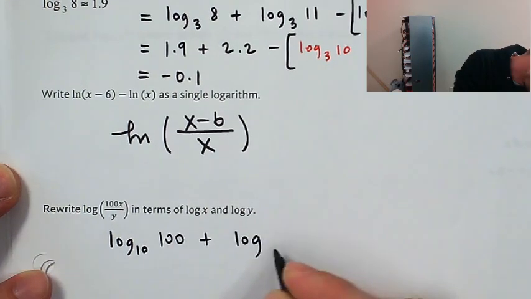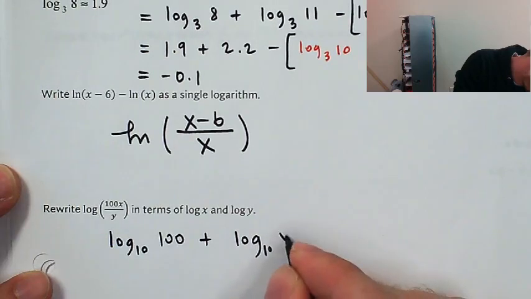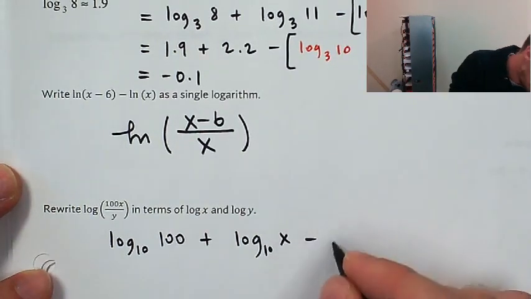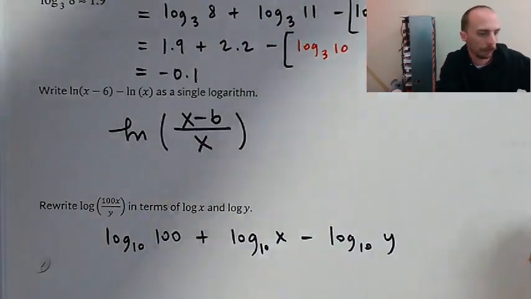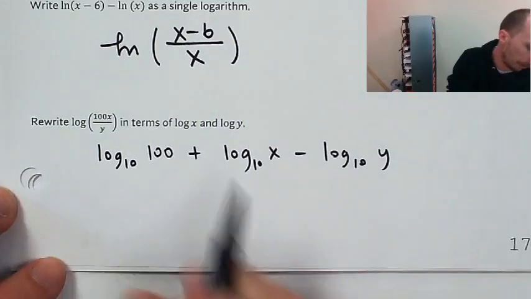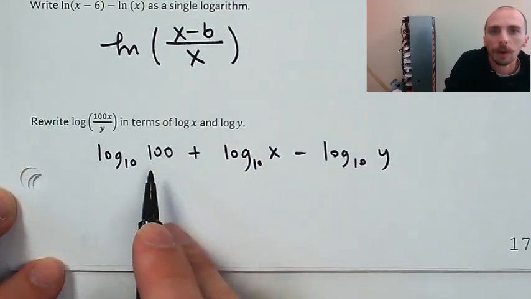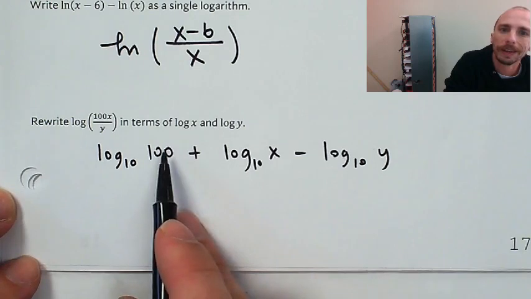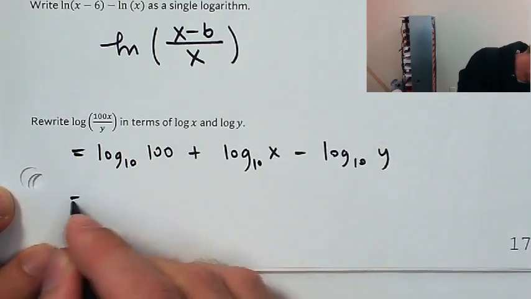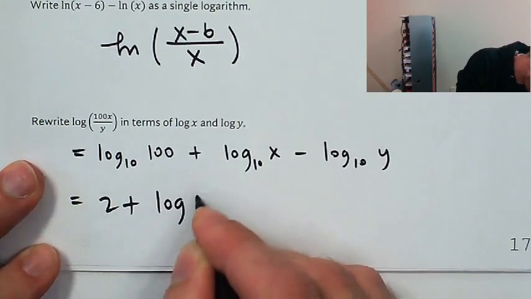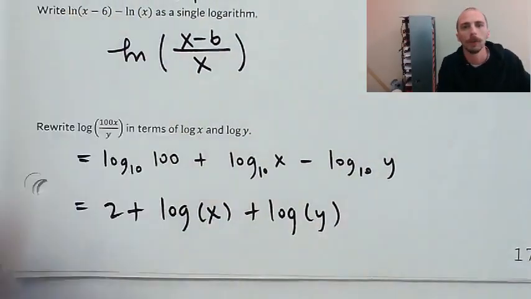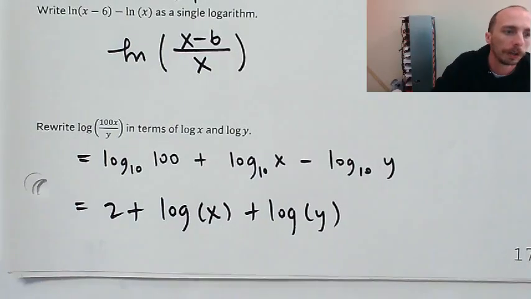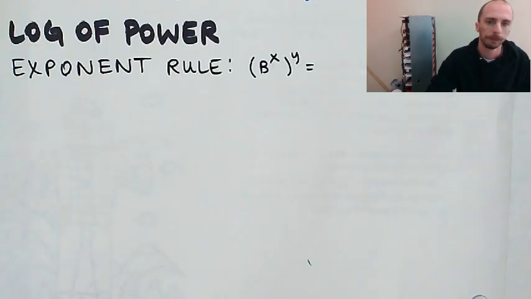Okay, so the times will become a plus. Log base 10 of x, divided by becomes the minus. Log base 10 of y. All right, this is great. Except this is not only in terms of log x and log y that I need to deal with. Okay, so what exponent do I put on 10 to get 100? That's the 2 exponent. So I'm going to say 2 plus log of x plus log of y to give it to them exactly like they requested in terms of log x and log y, common log, no base given, base 10 implied. Now, let's move on.